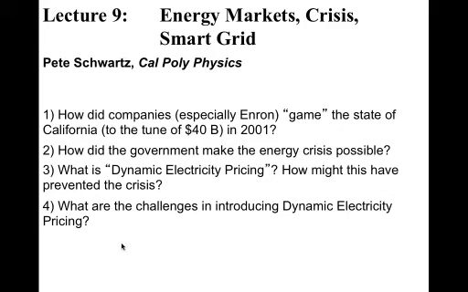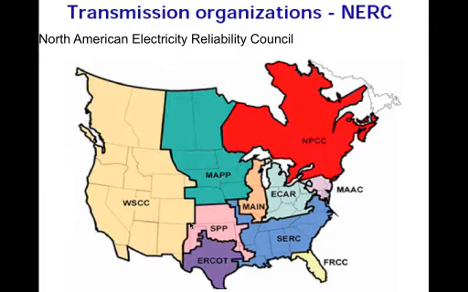We're going to talk about energy markets, the California energy crisis, and the smart grid. So we want to keep these questions in mind as we go through the process. We're looking at the transmission organizations, for instance, the Western grid. All of this area is synchronized together on the same 60 hertz, and all of this area as well.